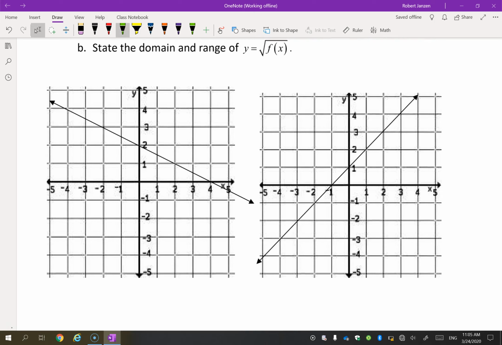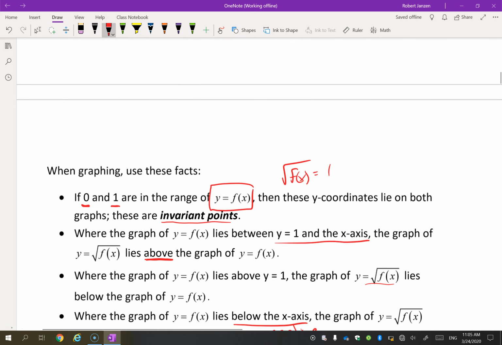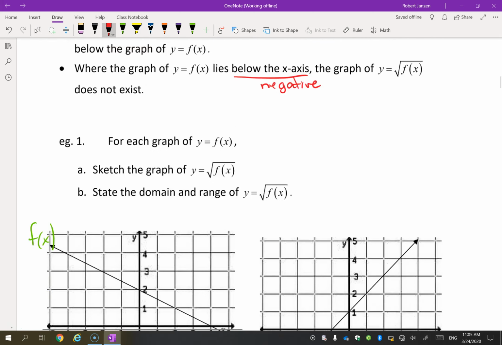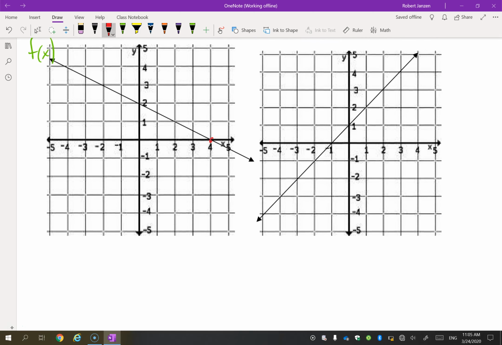Okay, so let's try a couple of these. So here is our original graph, f of x. We're supposed to take the root of it. Okay, well first of all, where is the graph 0 and 1? So we're going to do this bullet first. Where is the graph 0? Here. Where is it 1? Here.